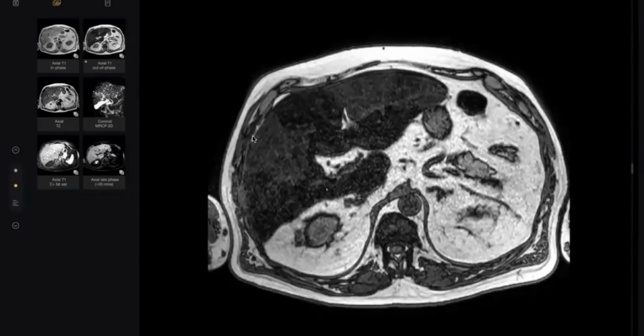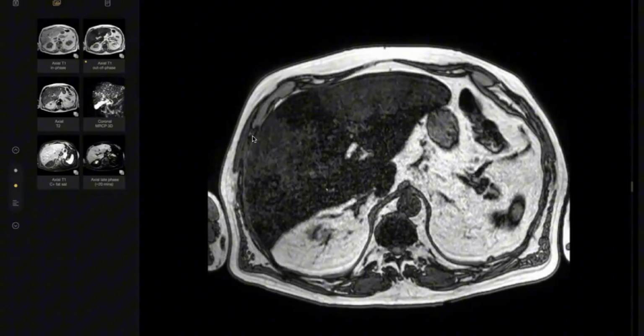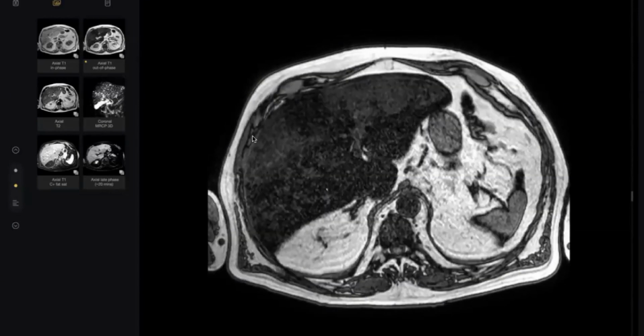Doctor, what happened here? So this is the out-of-phase image. In the out-of-phase image, the previous lesions are not visualized. On T1 in-phase, they were also hyperintense. This appears to be a focal fatty infiltration, which is becoming hypointense in the out-of-phase image. This was hyperintense in the in-phase image. So a diffuse fatty infiltration focally.